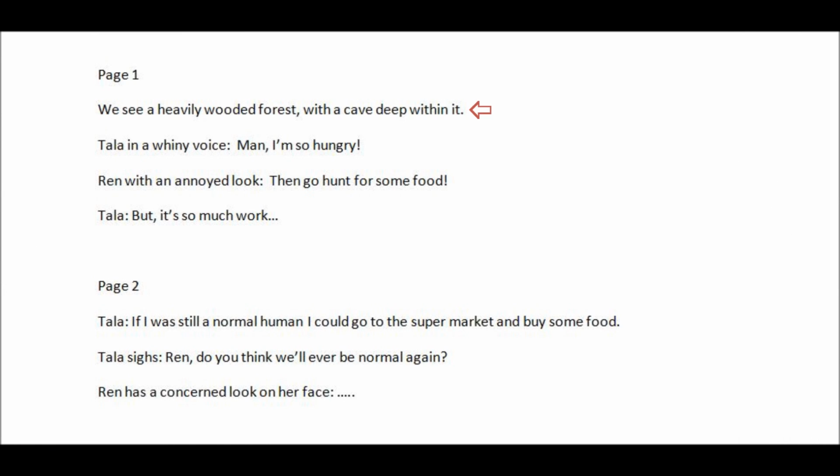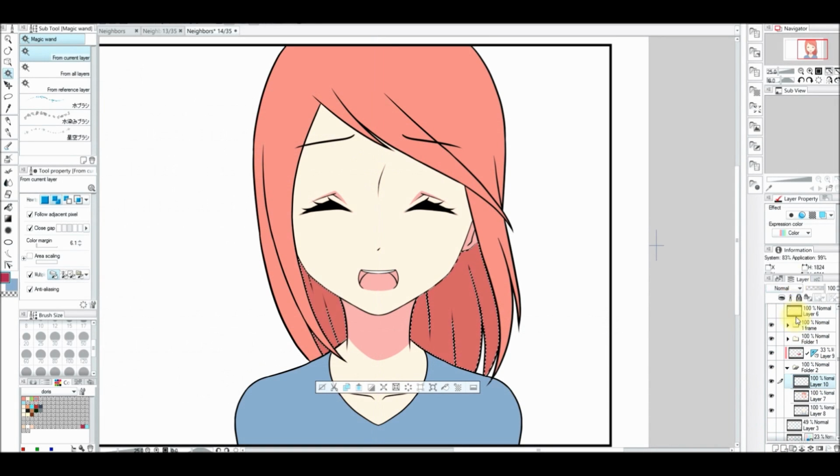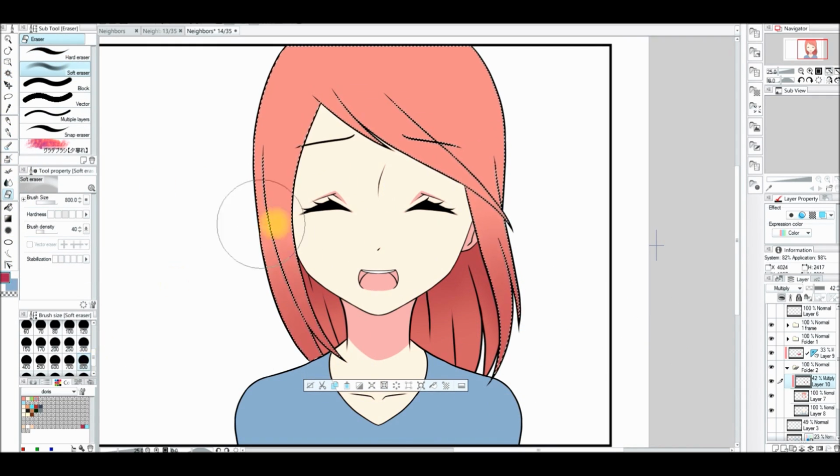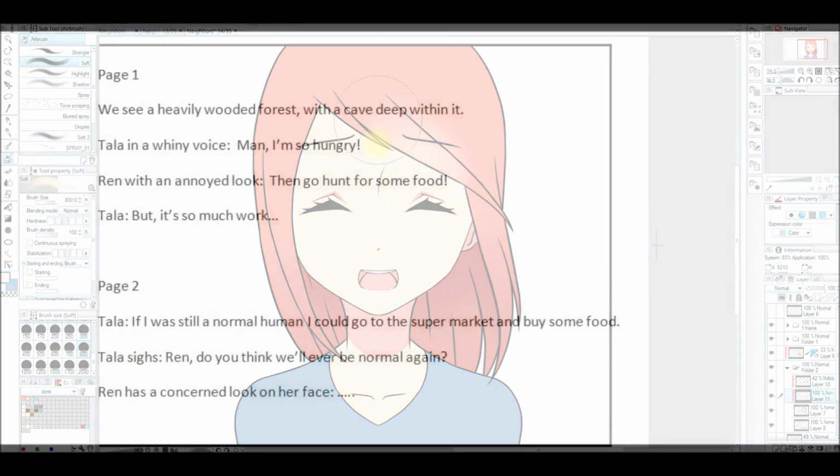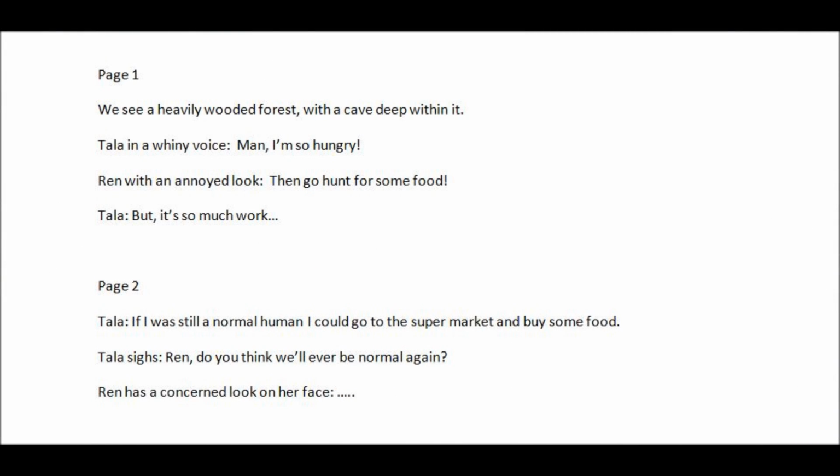So after the page number, we have this sentence: we see a heavily wooded forest with a cave deep within it. When there is no dialogue, I often put what we as the viewers will see. I use this for establishing shots and when a character doesn't say anything. Next, we have the dialogue between the characters. I start each line with what character is speaking. So in the first sentence, Tala is speaking. I also put that she is saying this in a whiny voice. I like to leave myself reminders like this so that when I am in the storyboarding phase, I make sure to remember how I want the characters to portray their lines.